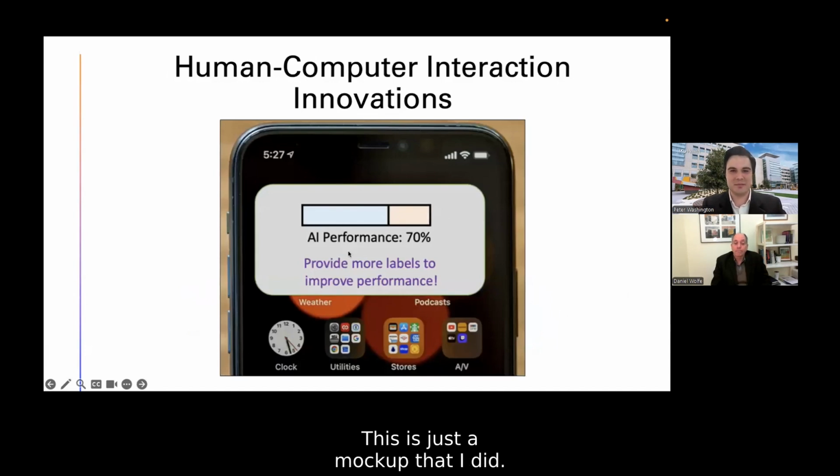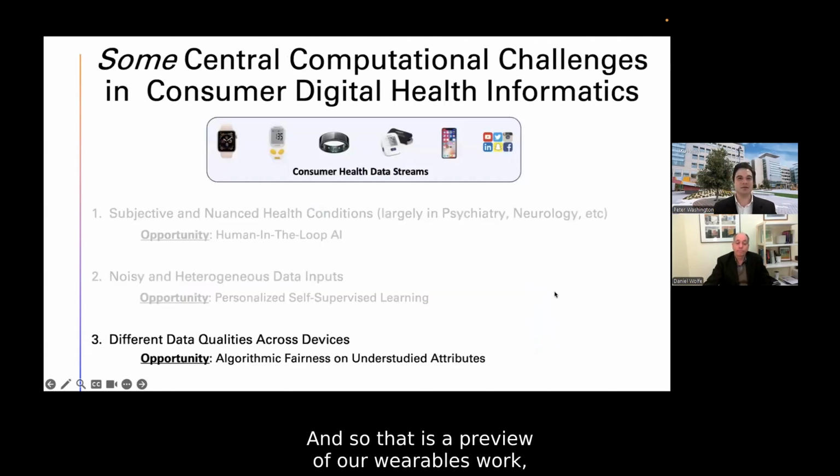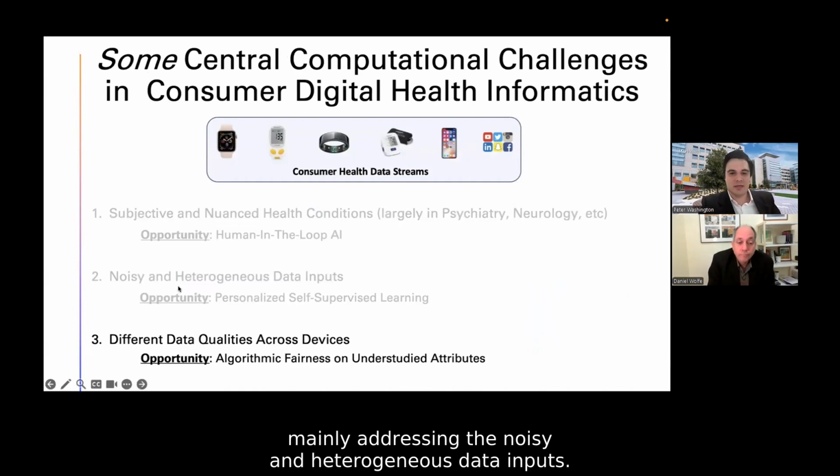This is just a mock-up that I did, where we can gamify it. But for today's talk, I'm focusing on the computational stuff. And so that is a preview of our wearables work, mainly addressing the noisy and heterogeneous data inputs.